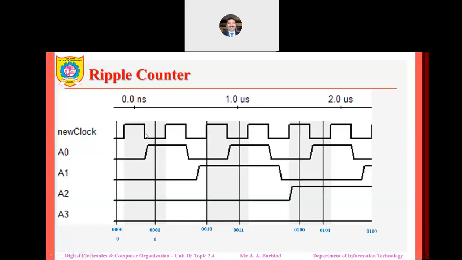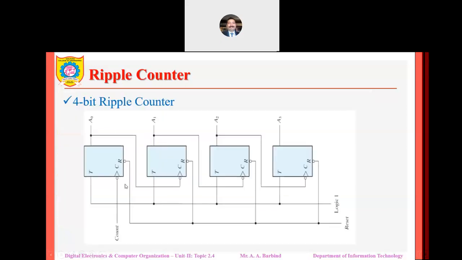Then the clock signal remains low for some time, and again it goes high, so there is a positive edge, but the positive edge does not toggle the flip-flop because it is negative edge triggered. Then at the next negative edge, the falling edge, again the first flip-flop toggles its output, that is, it changes its state. The current state of the first flip-flop is 1 and it becomes 0, that is, it becomes low. So A0 toggles.